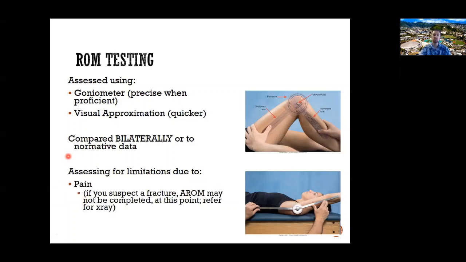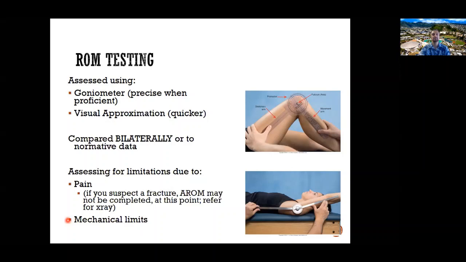And then another thing we're looking for, so aside from that total number in degrees, like 180 degrees of shoulder flexion is normal, we also want to assess, does it hurt when they do it? Right? So if someone's unable to perform active range of motion, do you have reason to suspect a fracture? So if they have an acute traumatic event, we might have to stop and refer at that point.